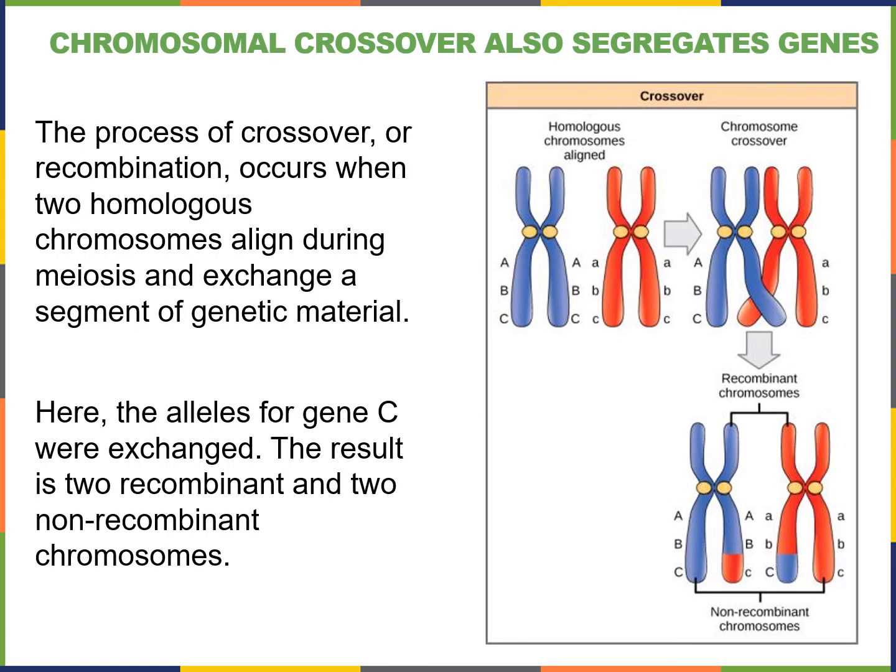Chromosomal crossover can also be responsible for segregating genes. The process of crossover or recombination, which we've talked about in meiosis already, occurs when 2 homologous chromosomes align during meiosis and exchange a segment of genetic material. And then we get these recombinant chromosomes. So this chromosome and this chromosome are going to be considered the recombinant chromosomes, and this chromosome and this chromosome are going to be considered the non-recombinant chromosomes. So in this picture, the alleles for gene C were exchanged. Gene C is at the bottom, and we see those alleles getting exchanged. The result is 2 recombinant and 2 non-recombinant chromosomes.